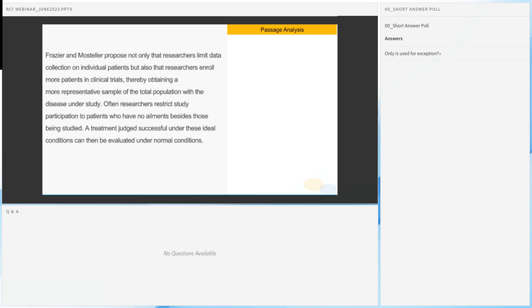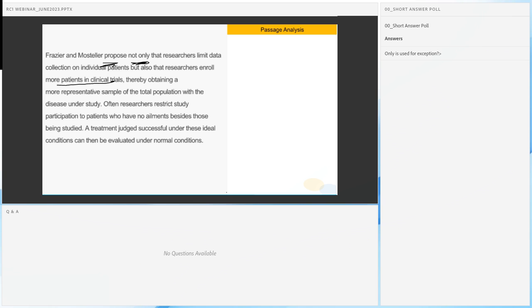FNM propose not only, again, this is the proposal by FNM, keyword over here. Not only means that's going to be a list about two things, because whenever you have not only, you also have but also. So you have two things that are moving in the same direction. Okay, so not only that researchers limit data collection, we already know, we talked about limiting data collection on individual patients, but also that researchers enroll more patients in clinical trials.